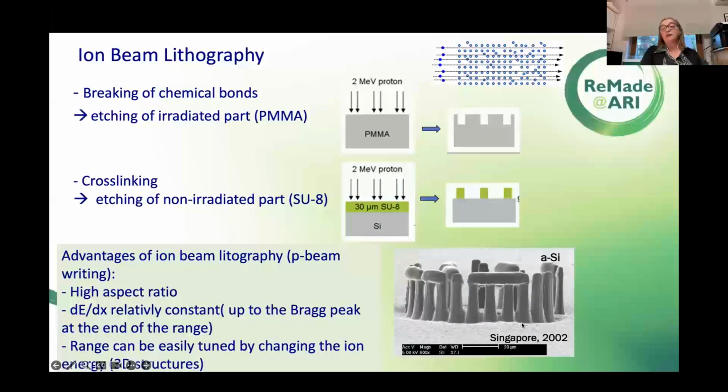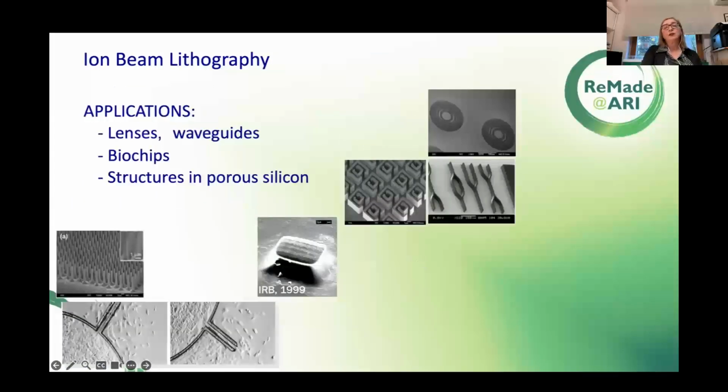One of these things is that you have really nice range, and that at the end of the range of the ion, you have this broadening. Another thing is that you can tune with energy and probe different depths in the material. So here they used lower energy ions, here they used higher energy ions, to produce such a structure. So ion beam lithography is used for many applications like lenses, waveguides, biochips. You can make some structures in porous silicon and so on.